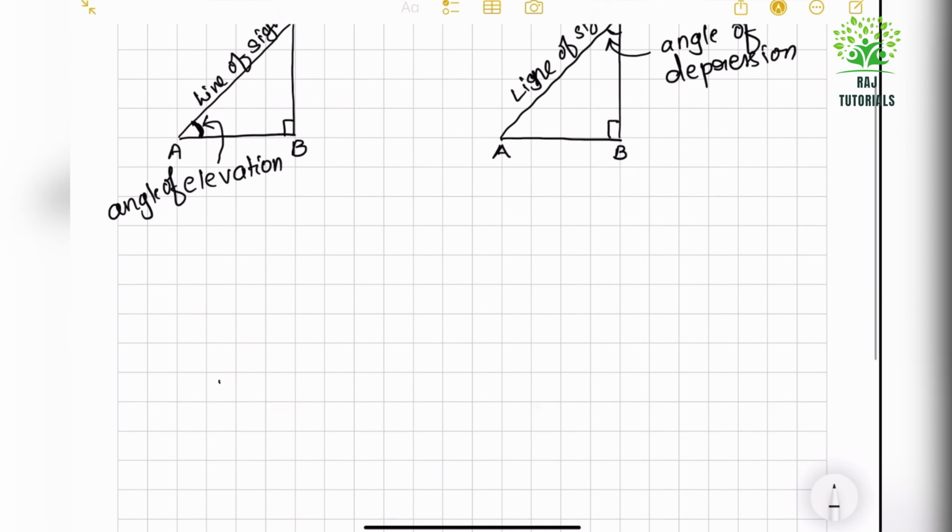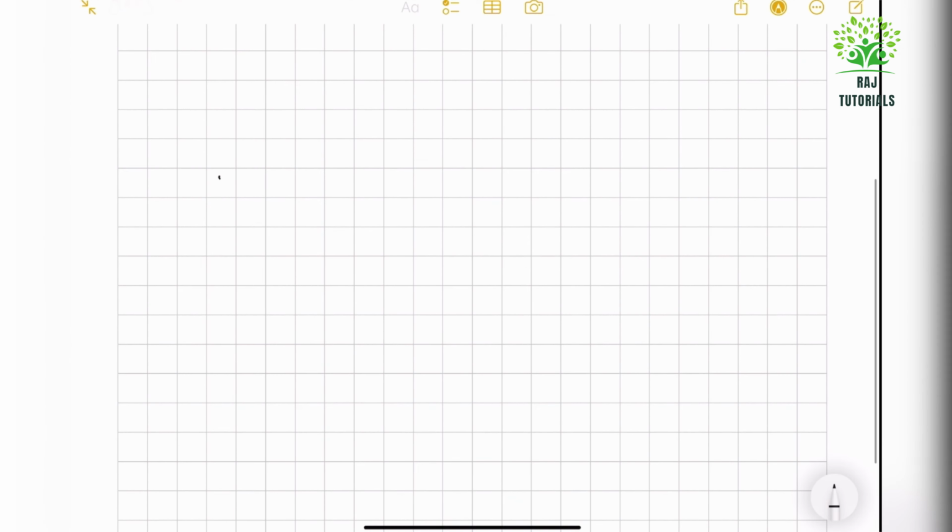Now let us understand angle of elevation with one example. Suppose there is an electric tower and a man standing here is putting a ladder to climb it. It is said that this angle is 60 degrees. The ladder is kept at 60 degrees. This is the tower AB. The tower will always be vertical and the distance between them is 15 meters. So you have to find the height of the tower.